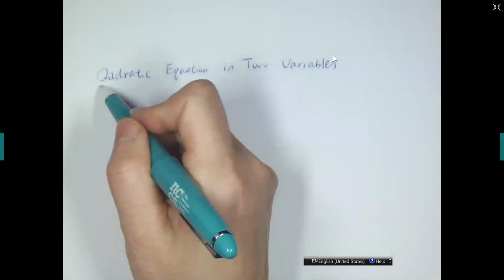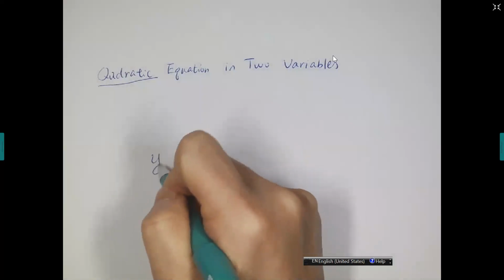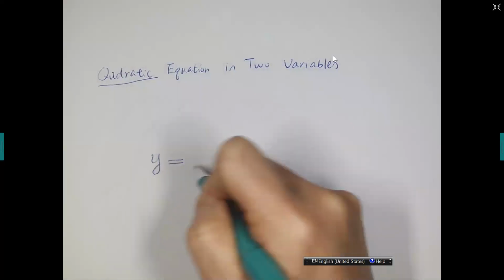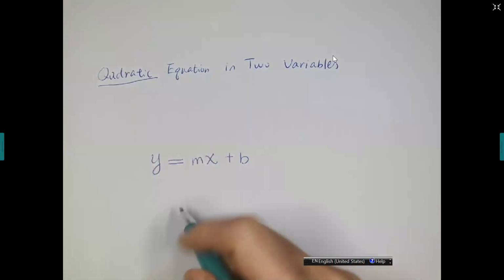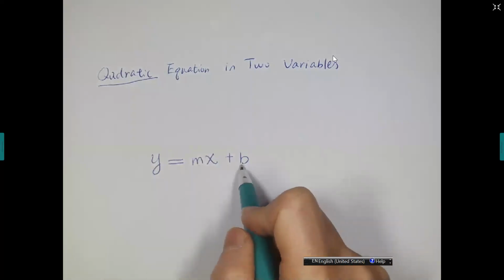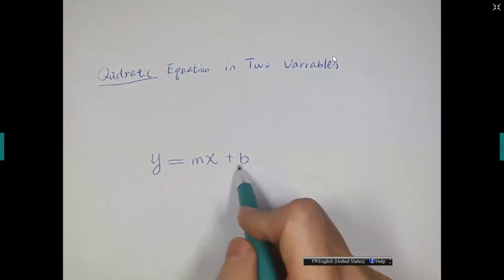First, we know quadratic means we see a variable which has a power of 2. And recall what we did in Algebra 1. I hope you remember this. If we have an equation like y equals some number, we call it m, times x plus another number b, so m and b are two constants, and y and x are two variables, this is called a linear equation.